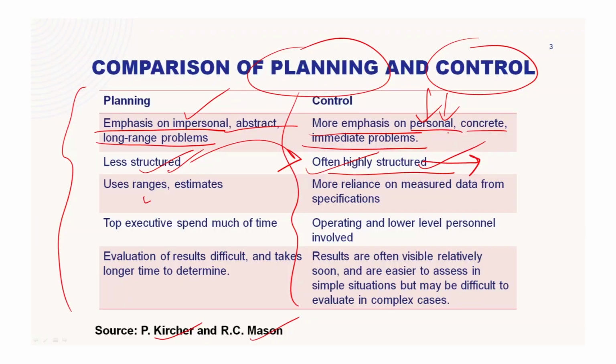Third one, planning uses ranges and estimates, while controlling relies more on measured data from the specification. Estimates or ranges are taken into consideration for any kind of planned activity. Estimation will be done, like if you are doing a project to sell 50,000 smartphones in the next 6 months, on what basis are you taking this decision? Based on certain pre-data, or the market structure, or the consumer purchasing power. So, these are based on estimates which are not actually present.